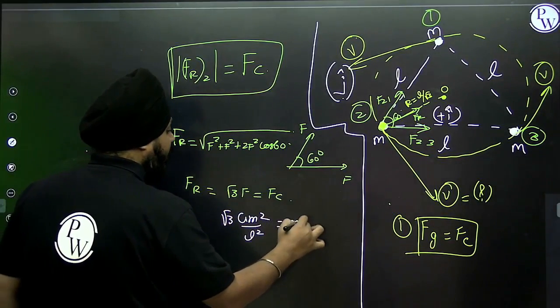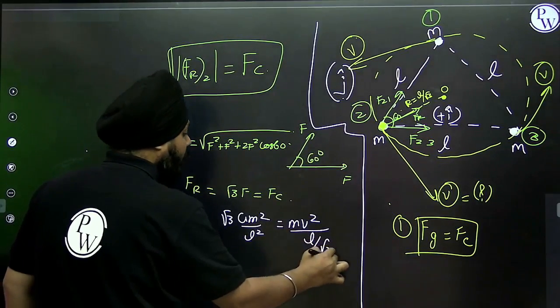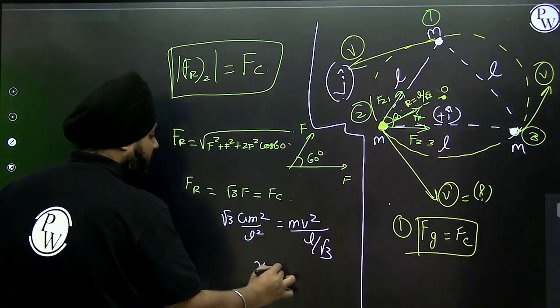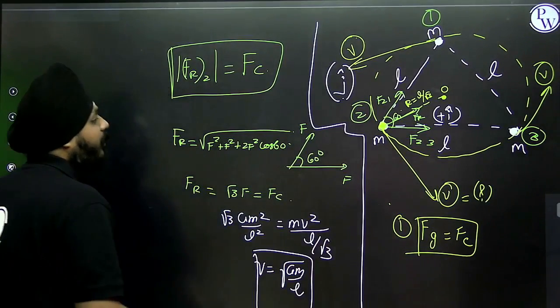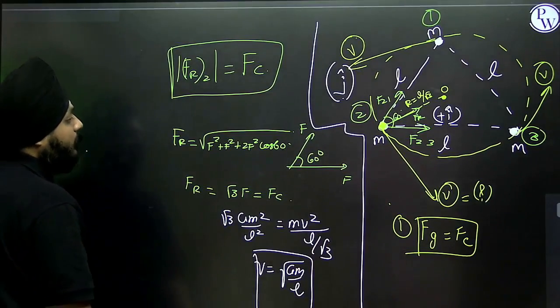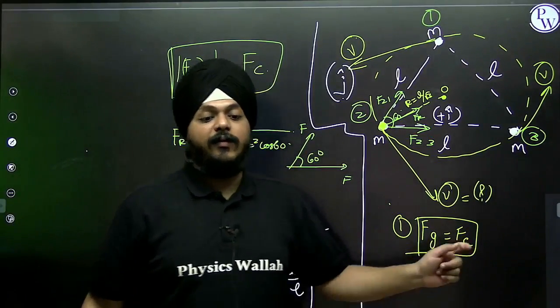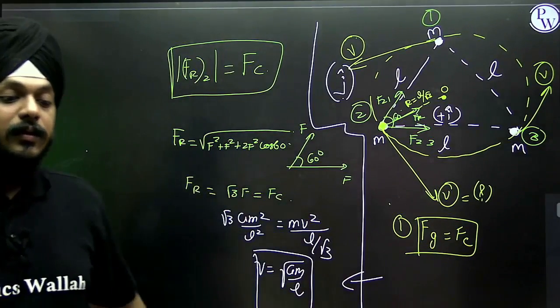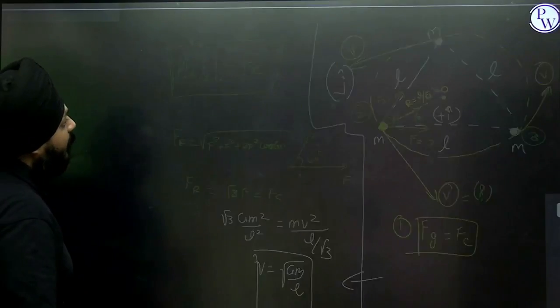What will be the centripetal force? m v square by R. What is the radius? That is L by root 3. Evaluating this, we get the velocity as under root of G m by L. So what is the actual concept? Fg is equivalent to Fc.